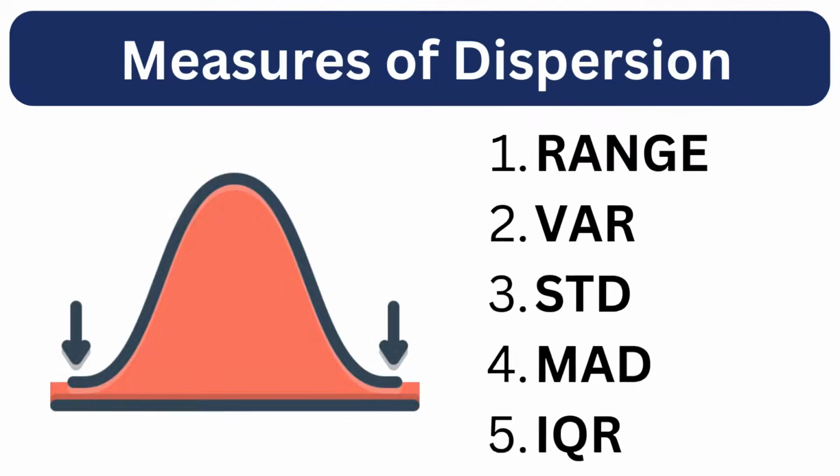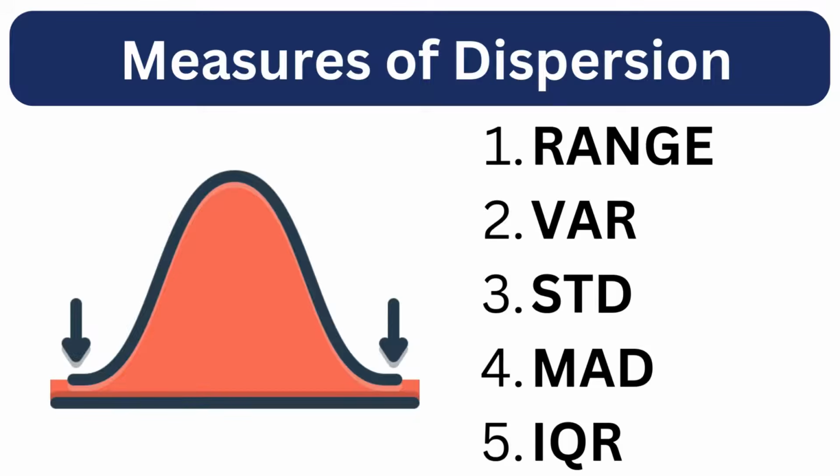Now let's move to the measure of dispersion. It is a tool used to describe the spread or variability of the dataset, indicating how much the data points differ from the mean or the median. Measures of dispersion are range, variance, standard deviation, mean absolute deviation, and interquartile range.